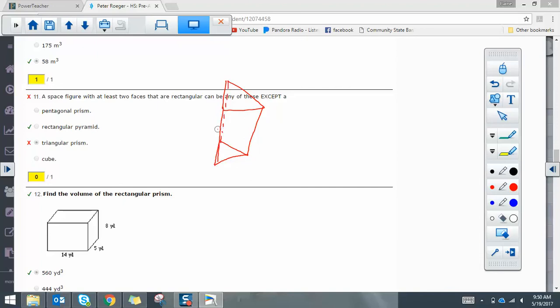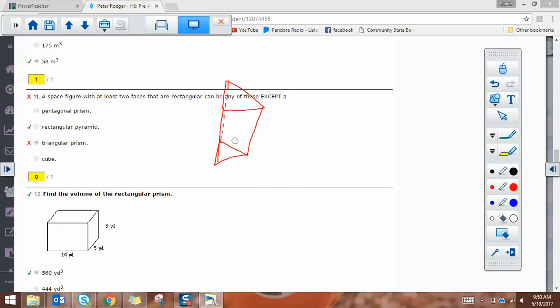The vertices of the triangle are connected. So that has at least 2 rectangles. That has 3 rectangular faces all around the outside edges. Even though the triangles are bases, around the outside here, the long part of this prism, those are rectangles.